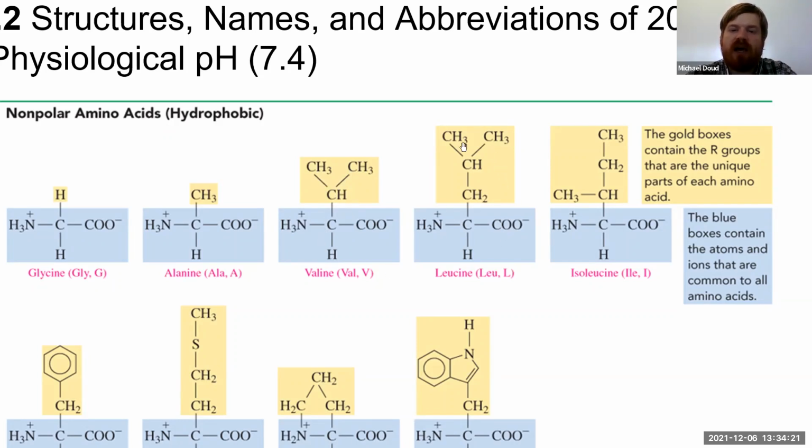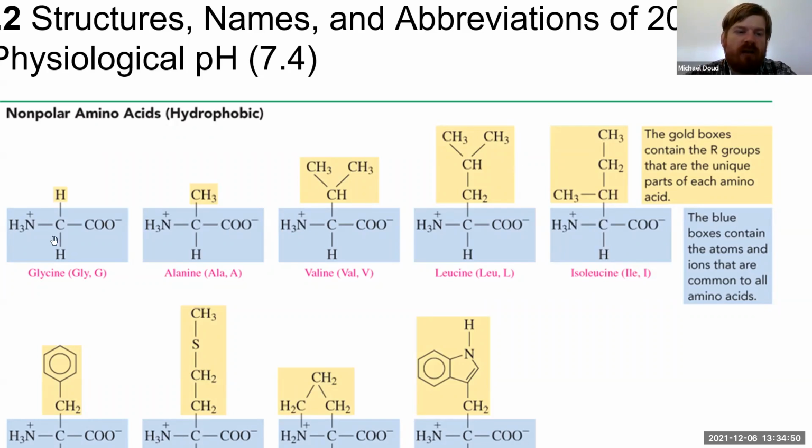Leucine has an isobutyl group here. And this isobutyl group is, of course, nonpolar. It's all carbon-carbon and carbon-hydrogen bonds. Leucine's abbreviation is LEU or L. And then here, isoleucine has a sec-butyl group. So it's a 1, 2, 3, 4 carbon group, so a butyl group. And it's what we call sec-butyl formation. And isoleucine is abbreviated as ILE or I.